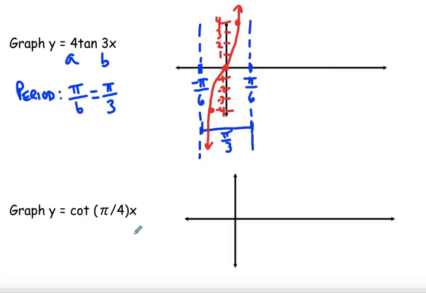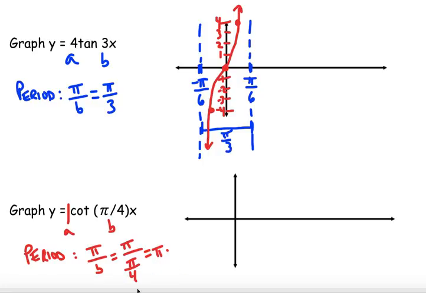Okay, the next one, cotangent. The amplitude is just 1. This is the b value. So to get the period, we're going to do pi over b. So it'll be pi over 4. That would be the same thing as multiplying by the reciprocal, which would be 4 over pi. Those pi's will cancel, so the period is 4.